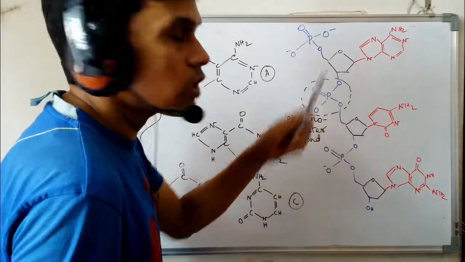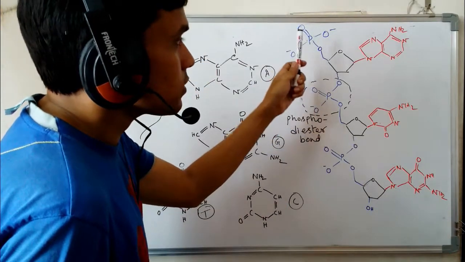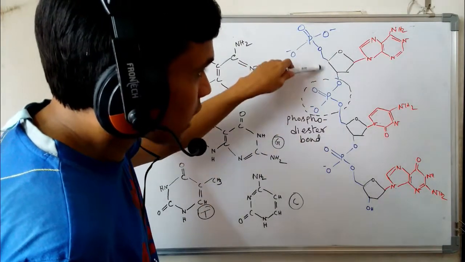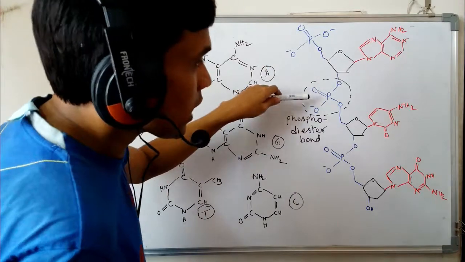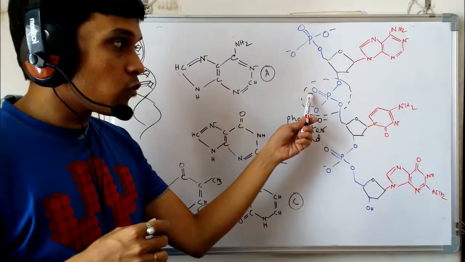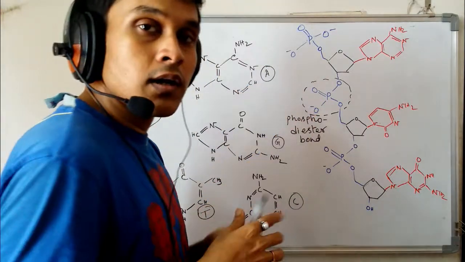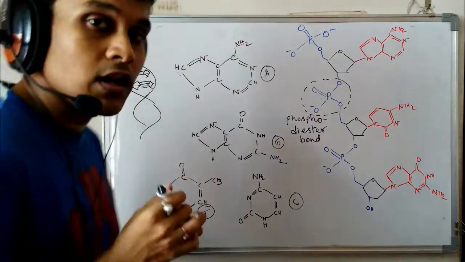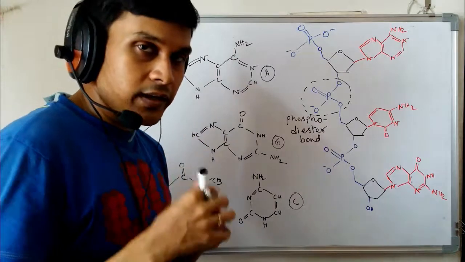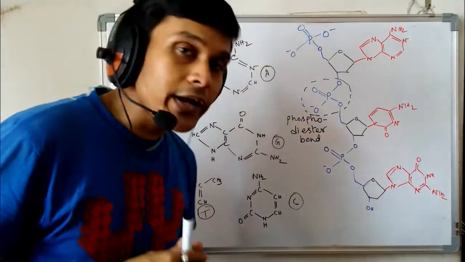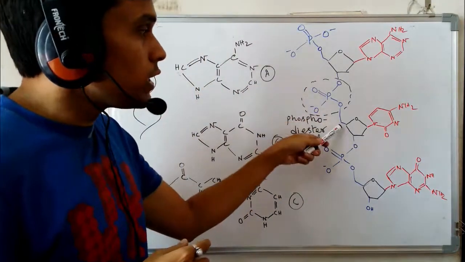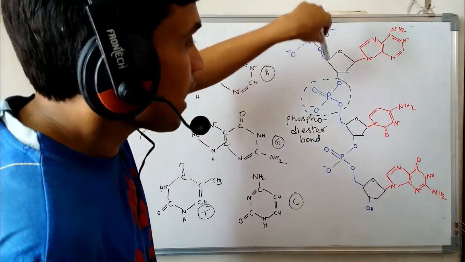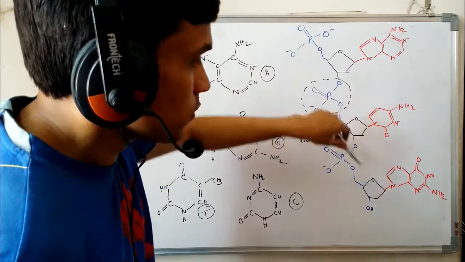If I consider the backbone, we can see the backbone is made up of only phosphate and sugar. This is the ribose sugar, this is phosphate, and between 2 nucleotides there is a phosphodiester bond. This is a covalent bond. This is not a non-covalent bond like the hydrogen bonding between 2 nucleobases. That is a weak interaction, but this is a strong interaction between 2 nucleotides. So the backbone is made up of phosphate, sugar, phosphate, sugar.